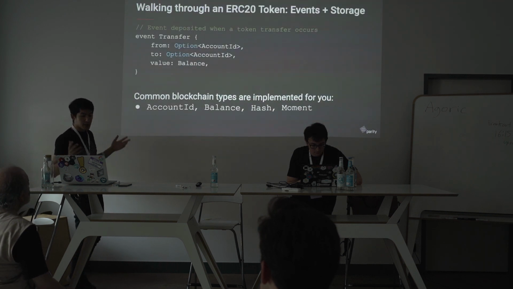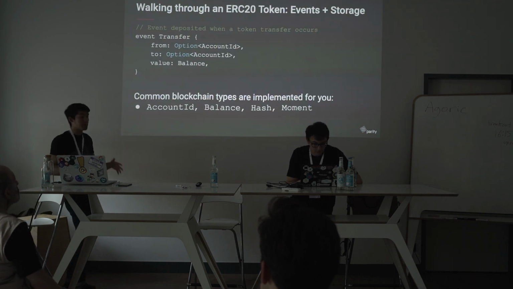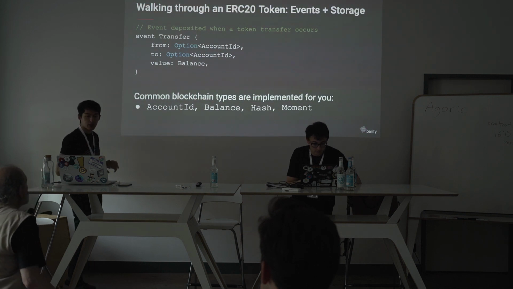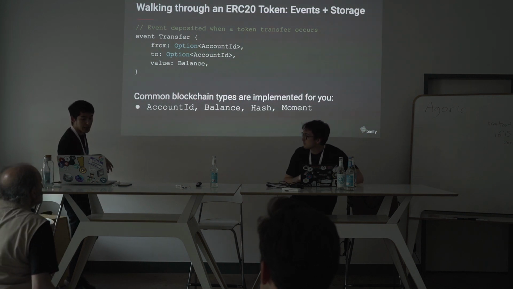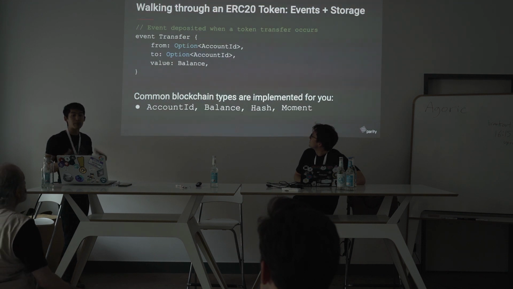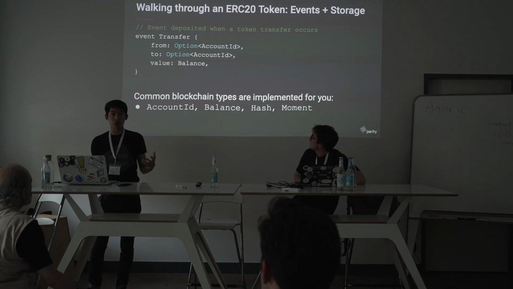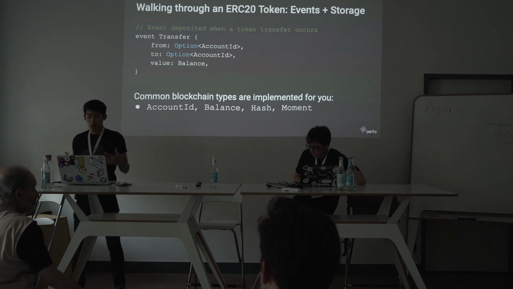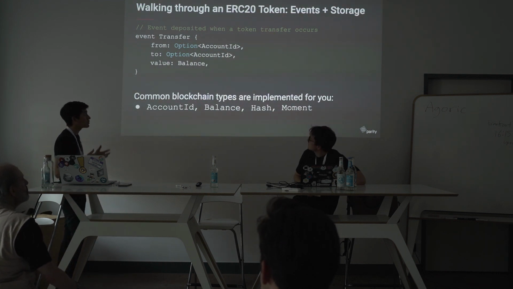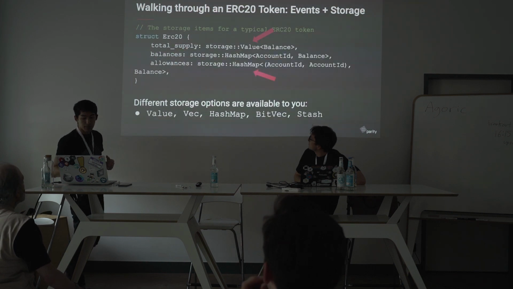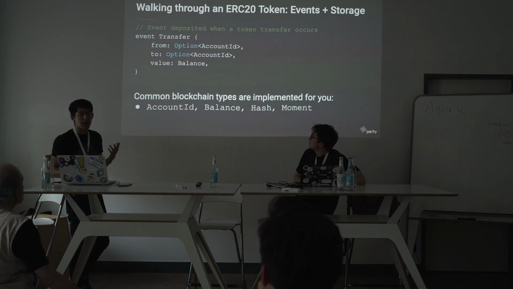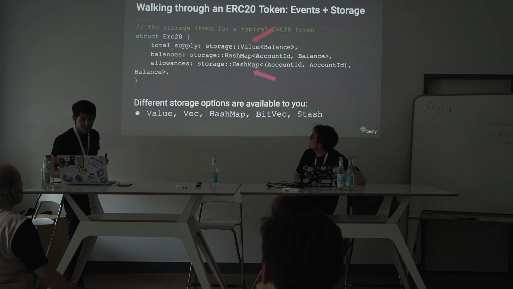So you have an event. If you want to make an event like a transfer, and I'll be walking through an ERC20 token here, you can define things like from, to, and value, and these are the things that will be emitted during an event. And one thing to note here is that common blockchain types are implemented for you. So things like account ID, balance, hash, and moment are all available to you in the language. Moment is block height. It's time. It's the equivalent of time.